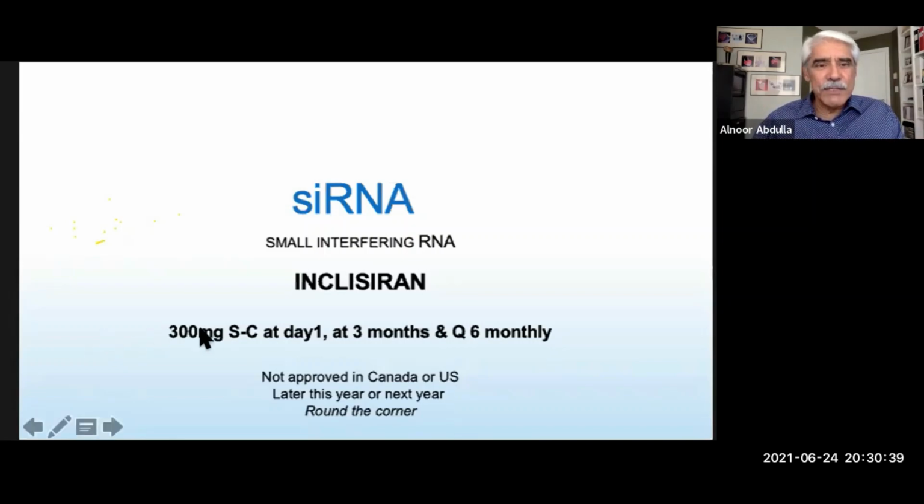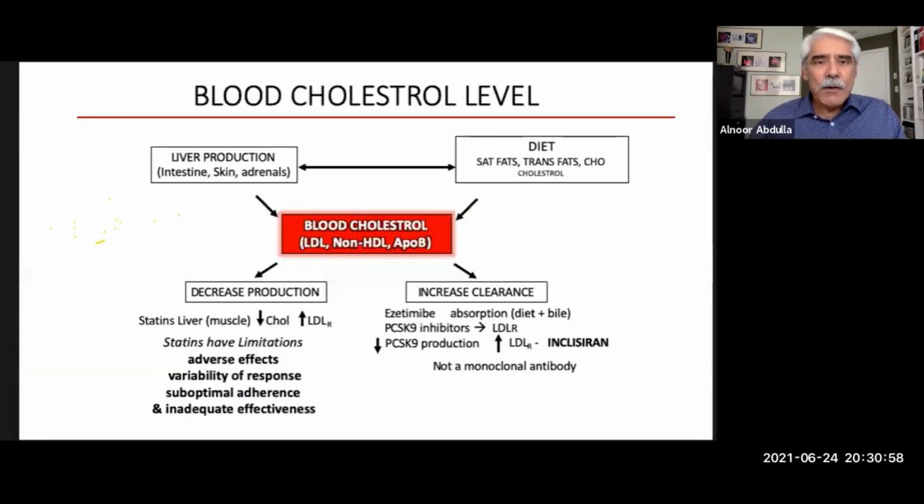It's given as a sub-Q injection, one dose for everybody, and you give it the first day, just booster it in 3 months, and from there on, the patient has to just take it once every 6 months, period, twice a year. End of story. Cholesterol is gone. All right.